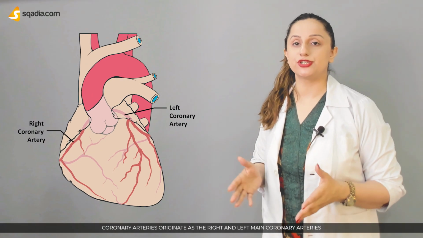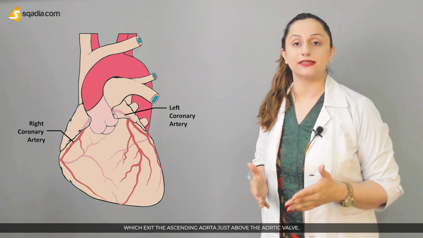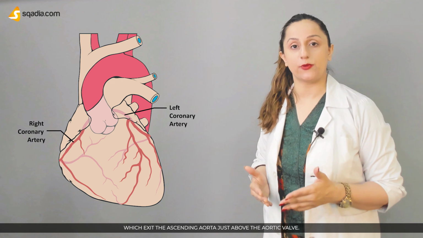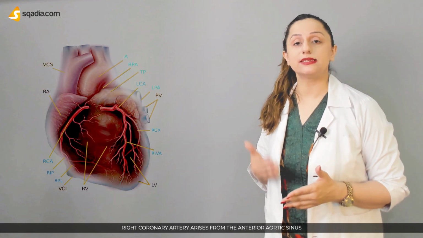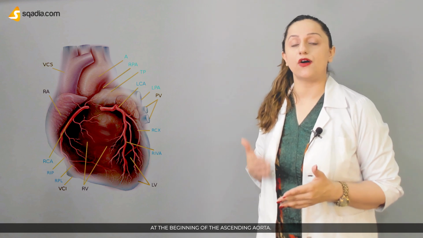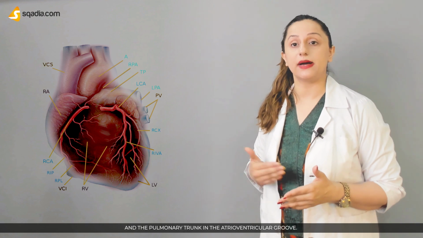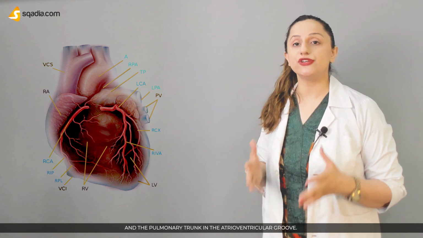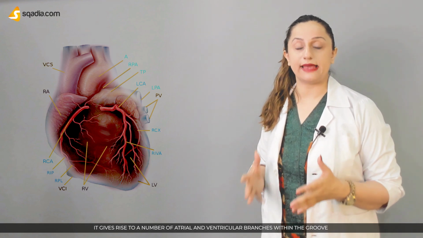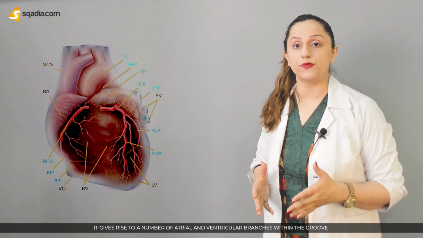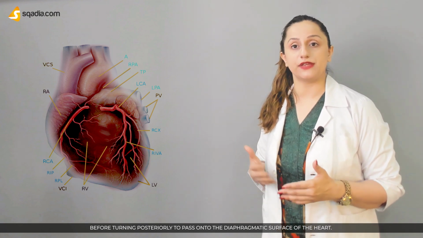Coronary arteries originate as the right and the left main coronary arteries, which exit the ascending aorta just above the aortic valve. The right coronary artery rises from the anterior aortic sinus at the beginning of the ascending aorta. It passes between the right auricle and the pulmonary trunk in the atrioventricular groove. It gives rise to a number of atrial and ventricular branches within the groove before turning posteriorly to pass on to the diaphragmatic surface of the heart.